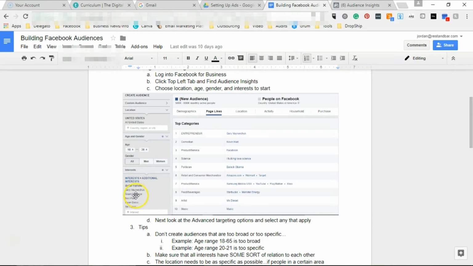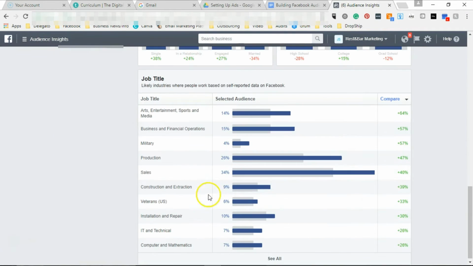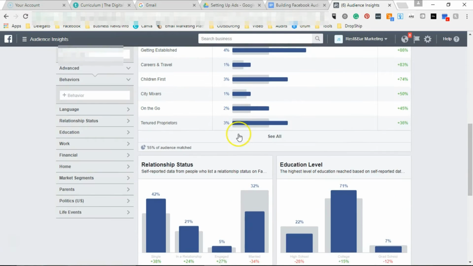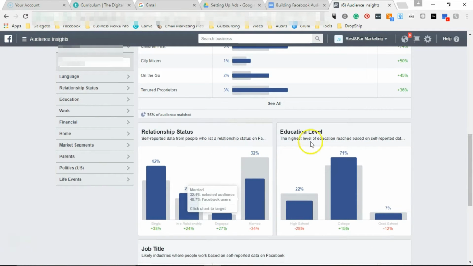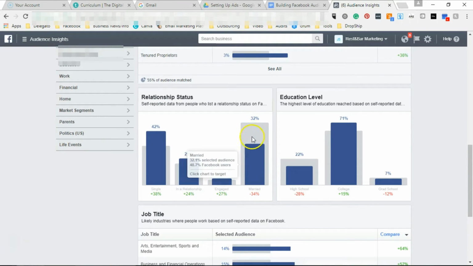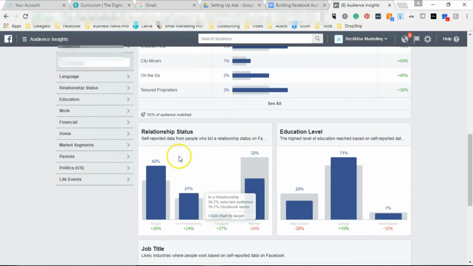So let me make sure I'm not missing anything important. I think that's pretty much good for now. But that's what you're going to want to look at here. You go down here, you just look at some more information about these types of people. You can see their education level. 71% of them usually have gone to college or have some college experience. Most of them are single or married. But this is actually a very low affinity. It shows that most of them aren't married compared to the rest of the audience. So this is a really cool thing to look at.